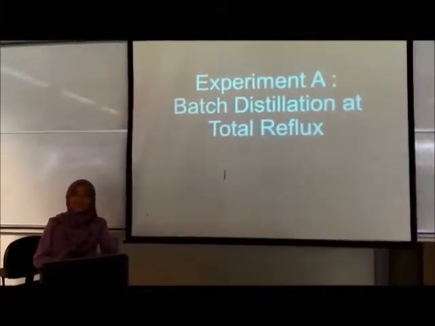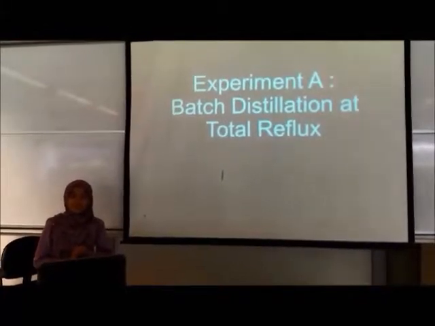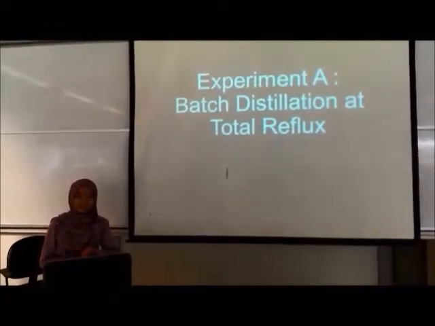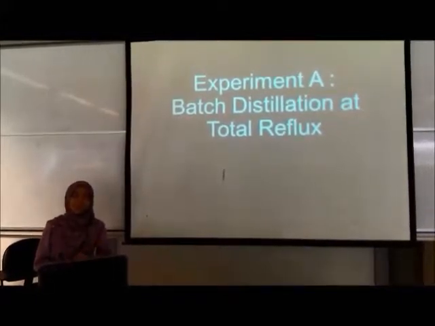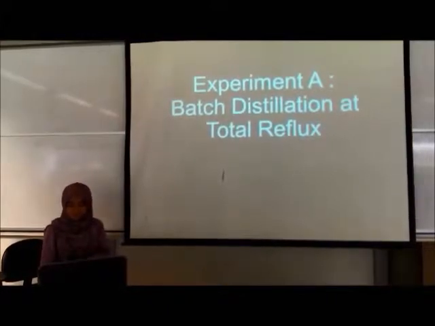As for results, there are 3 parts that we need to calculate. The first one is sampling, part A is batch distillation at total reflux, and part B is batch distillation at constant reflux. I will cover the sampling and part A.